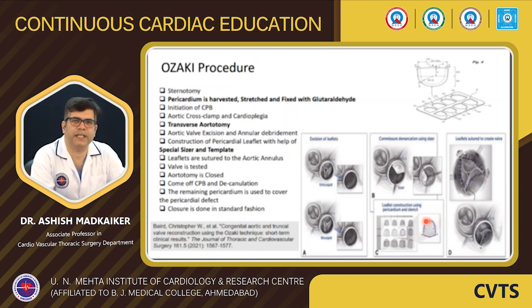Once we have drawn this, we carefully cut it and then suture it onto the annulus. Similarly, all 3 leaflets are reconstructed, and that's how a completed new native pericardial valve in the Ozaki procedure will look. Once this is done and the valve is tested, we close the aortotomy, come off bypass and decannulate, and the remaining pericardium is used to cover the defect. The closure is done in standard fashion. Again, it is a very good procedure to know, especially in pediatric age groups, and it has also given good results in adults.